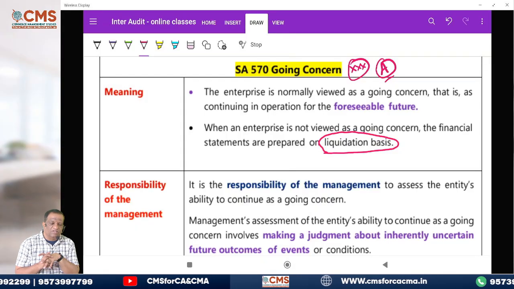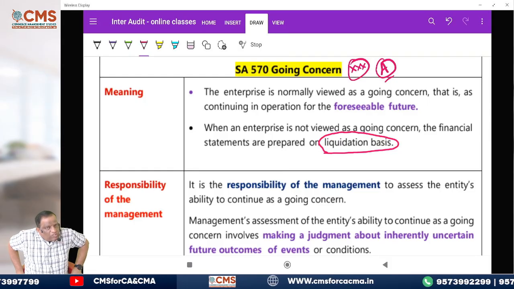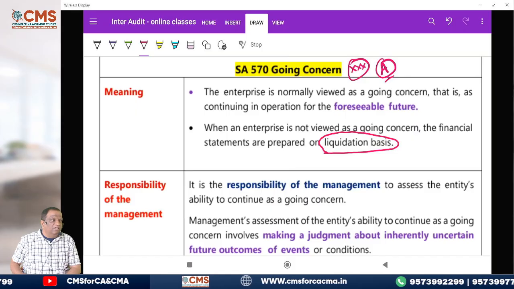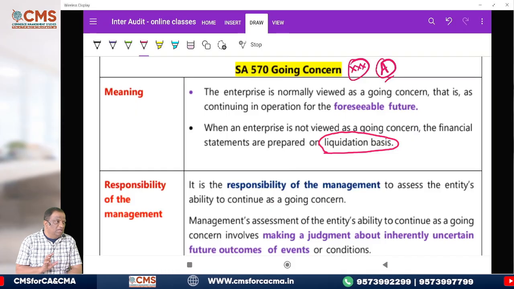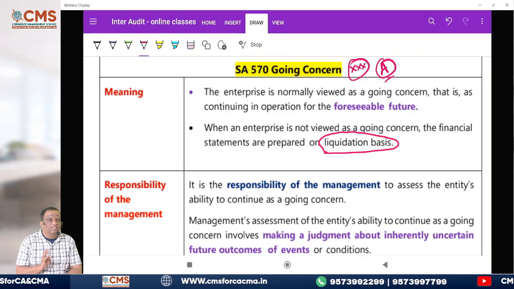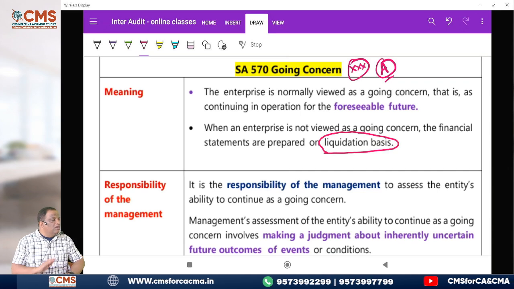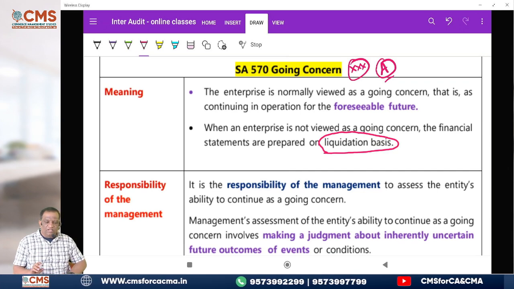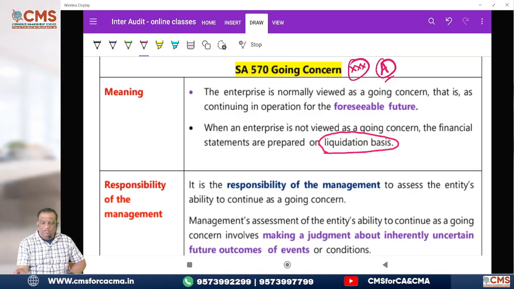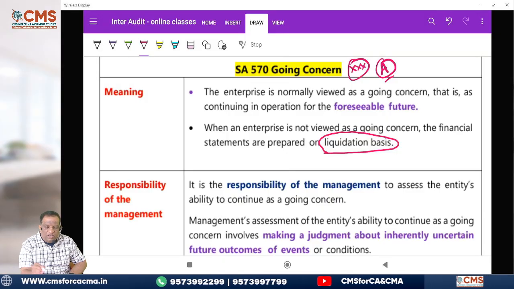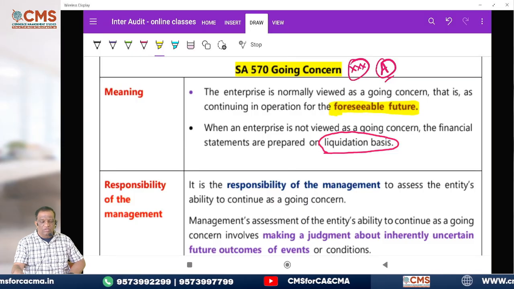When I say going concern, what do I mean? Entity will continue for a foreseeable future. So there are two ways how you prepare the financials. Let me see whether you recollect. One is a going concern basis. The other one is liquidation basis. That is, when you are sure of closure, because you are getting amended, you are getting merged, whatever it is, you prepare on liquidation basis. Otherwise, you prepare on a going concern basis. When you are preparing on a going concern basis, you are expecting the entity to continue for the foreseeable future. So that is what it is.